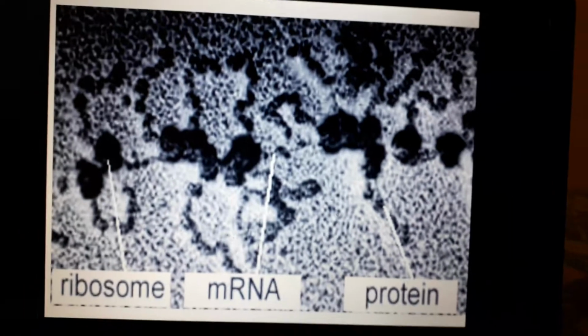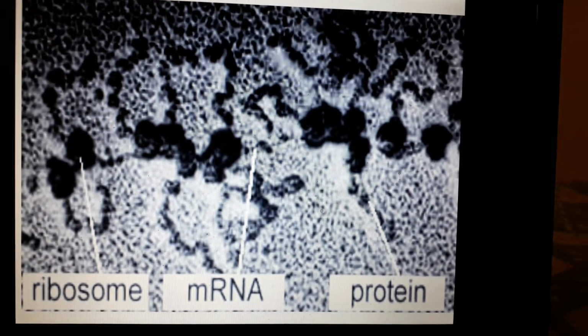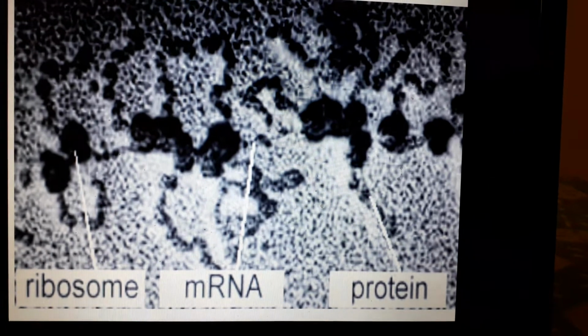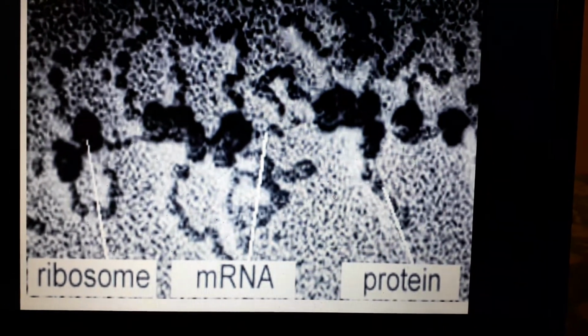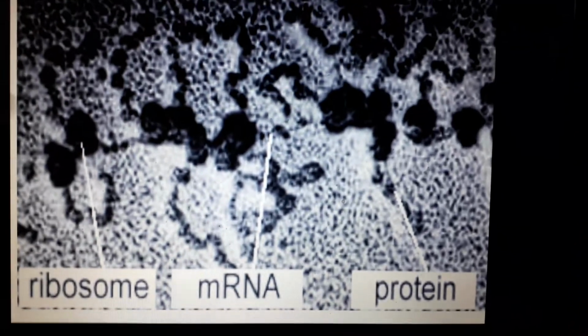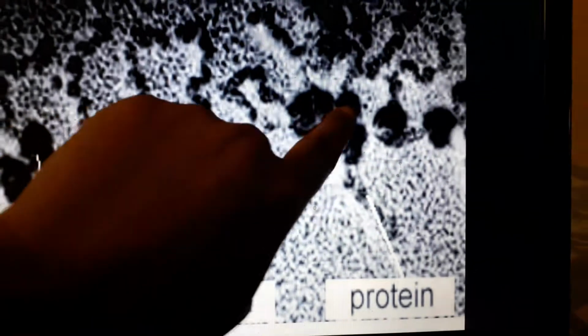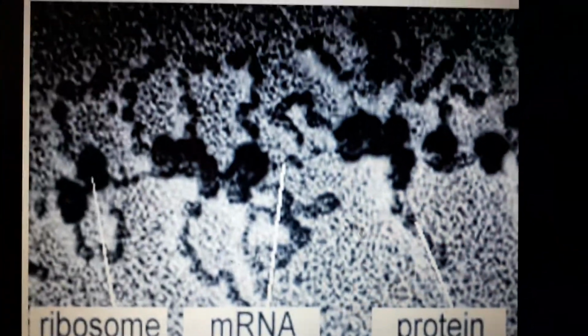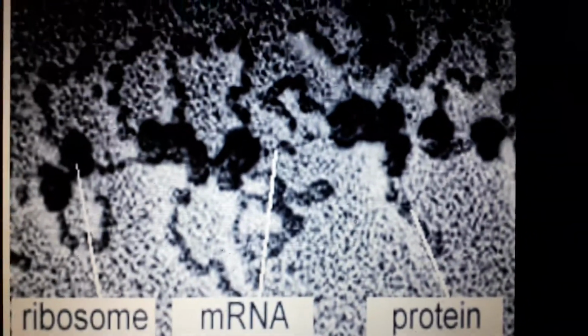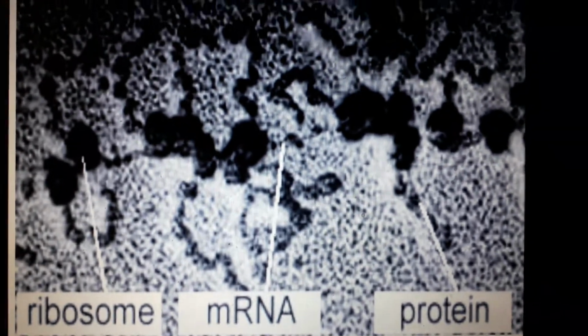When you observe a cell under a microscope, you will find that these ribosomes are dark black in color. You see these black granule-like structures? These are called ribosomes. And wherever ribosomes are present, in that area proteins are synthesized. Proteins are manufactured, synthesized, produced, all are the same words. So these black granule-like structures that you see are called ribosomes.